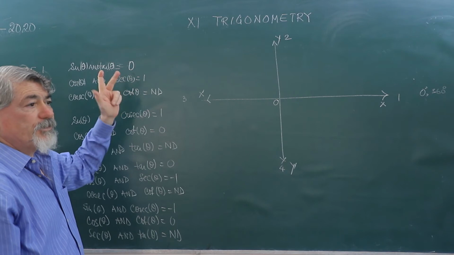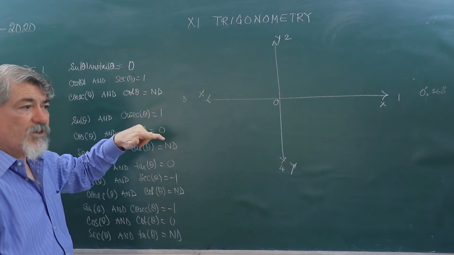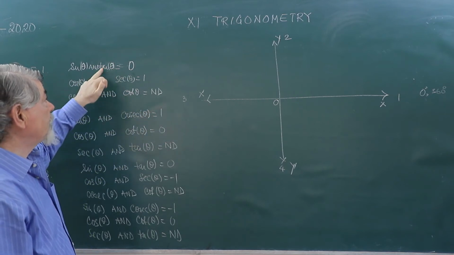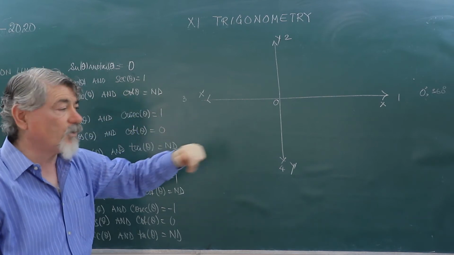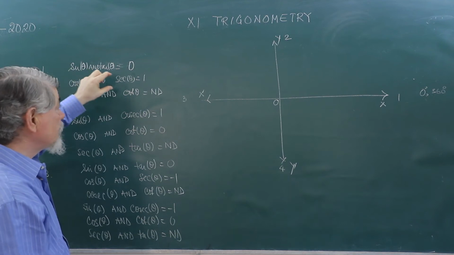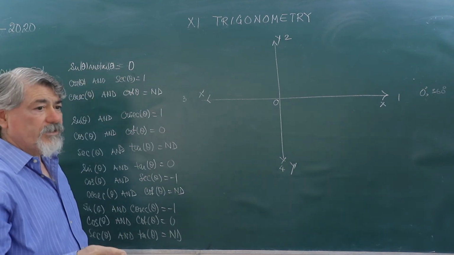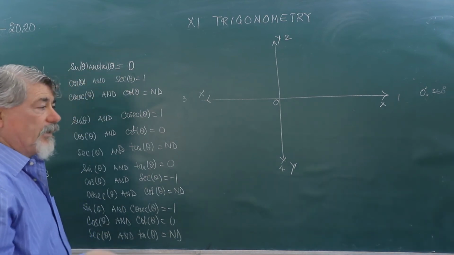Similarly, the reciprocal of tan is cot. So 1 upon cot, that will be 1 upon 0, will not be defined. So cosec and cot are not defined along this line. And cos and sec: cos 0 is 1, sec 0 is 1 obviously.